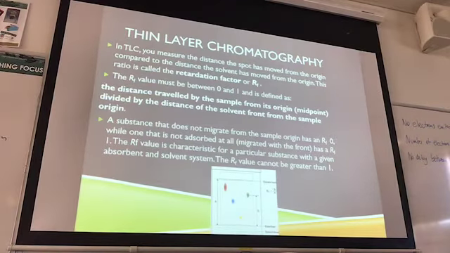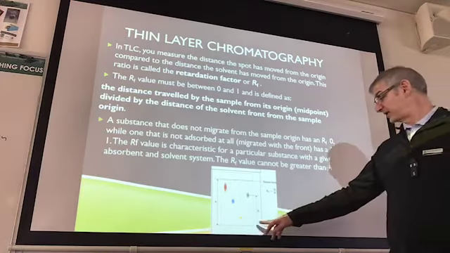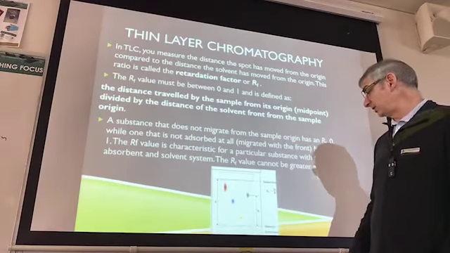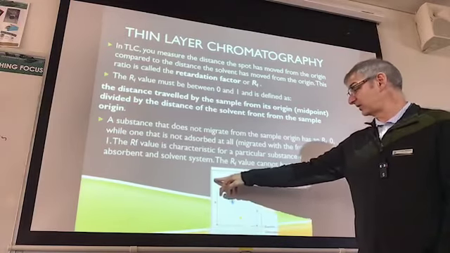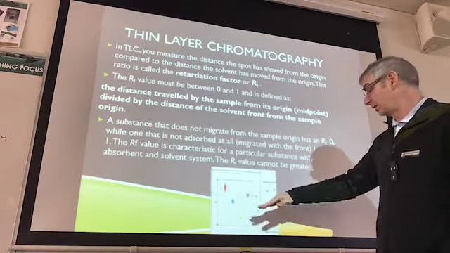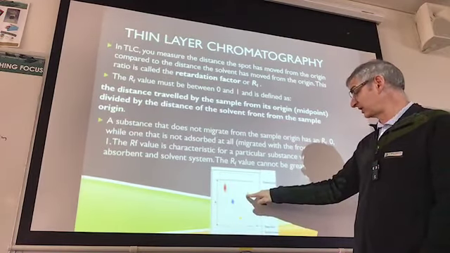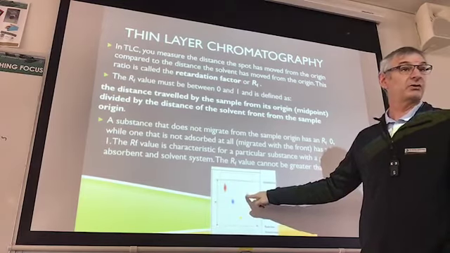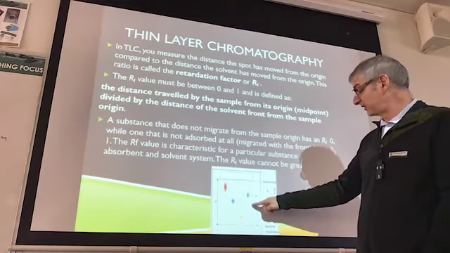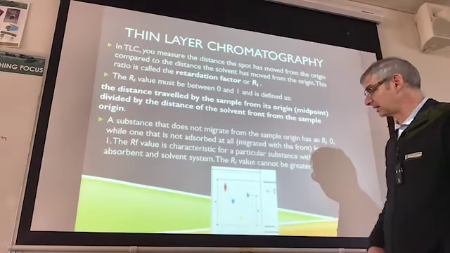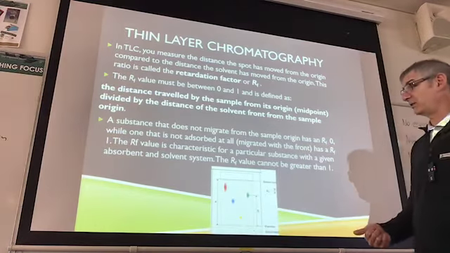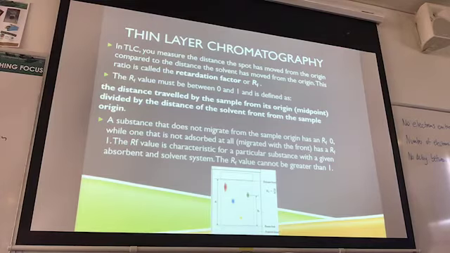So you then measure the distance that it's moved, and then you divide it by the distance that the solvent has moved. So you've got your solvent front here. You measure the distance up to the centre of the substance that you're measuring, and then you divide this distance by the distance that the solvent front has moved, and you end up with an RF value. So the RF value is known as the retardation factor, and your retardation factor will be between 0 and 1.